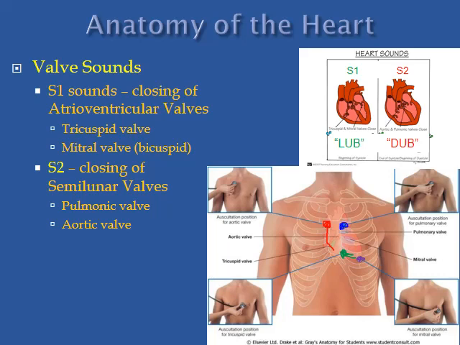So, PMI, S1, S2, aortic valve, and the pulmonic valve. That's where your LUB dubs come from, and you can listen to them while auscultating the lung, chest wall.